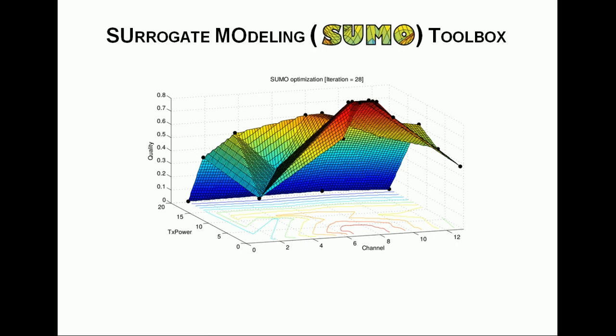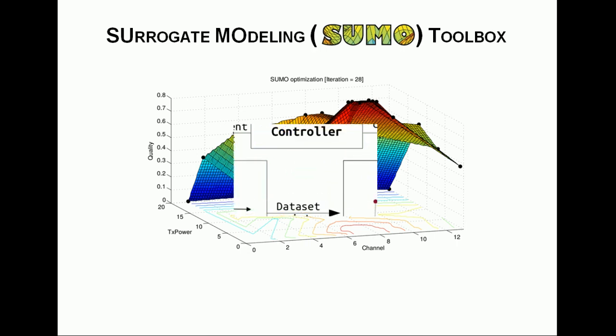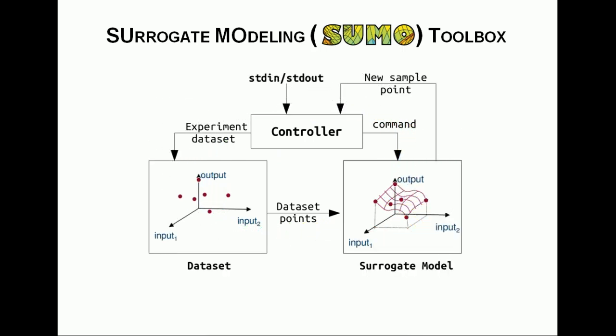So, SUMO, out of the box, has two major parts, the surrogate modeling part and the controller managing the optimization process. The SUMO toolbox is designed to work as a standalone optimization module, and there are a number of practical examples applied with it. For further information, you can follow the link shown on the screen.